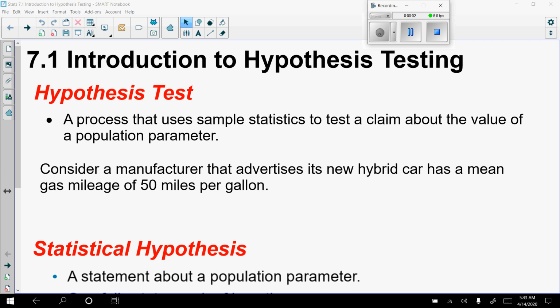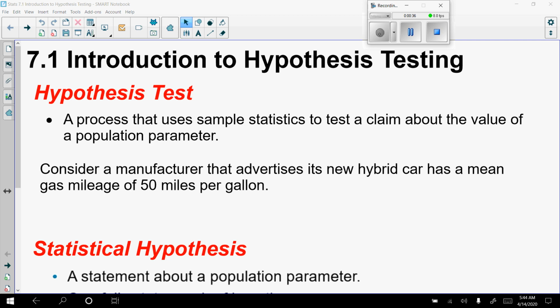In Chapter 7, we're going to be doing a whole bunch of hypothesis testing. We've graduated from learning all the components about statistics and how to do confidence intervals, and now we're actually going to do hypothesis tests. So 7.1 is an introduction to hypothesis testing, a whole bunch of terms and processes. And then once we get into 7.2 through 7.5, we'll do specific types of testing.